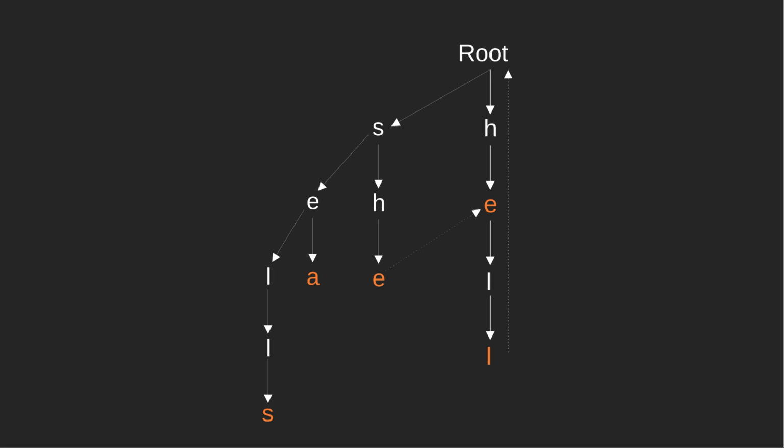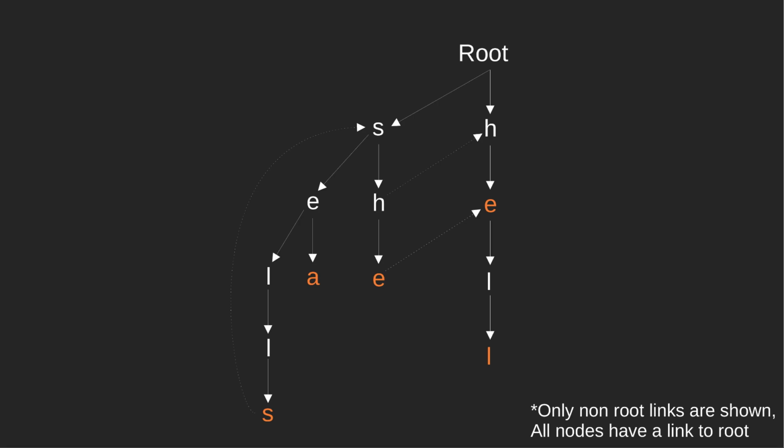Another example, the L in hell. The suffixes are L, LL, ELL, and empty string. Do any of these exist as prefixes in our trie? Nope. So this failure link goes to root. Here's the pattern. For a node reached by string S, look at all suffixes of S from longest to shortest. The first one that exists as a path from root in your trie, that's where your failure link goes.